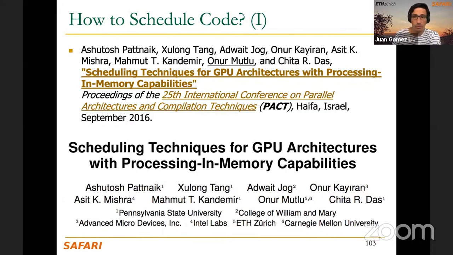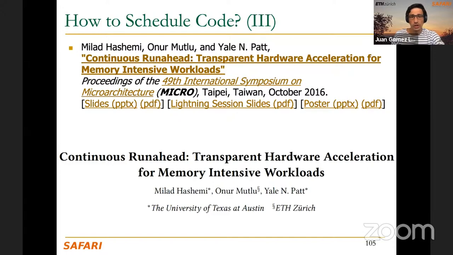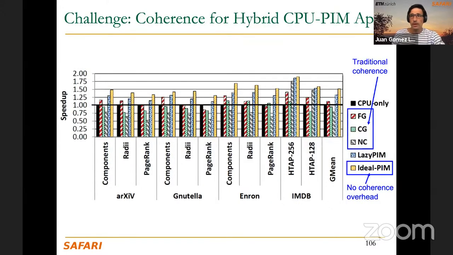So here, I mentioned this before, the idea is identifying GPU kernels that are more memory bound than others, and based on that, organize and orchestrate all the computation in either the main GPU cores or the GPU cores near the memory. And related to how to schedule code as well, there is accelerating data dependent cache misses with the enhanced memory controller, or this continuous runahead that I also mentioned before.